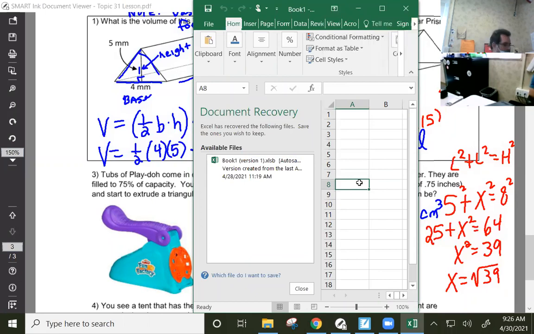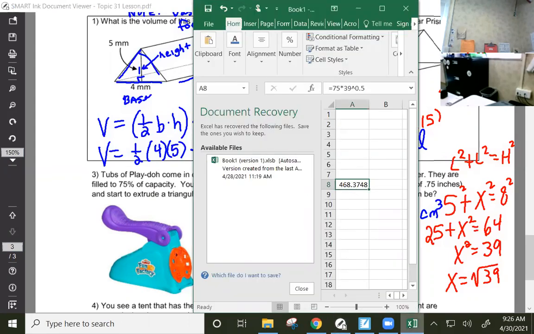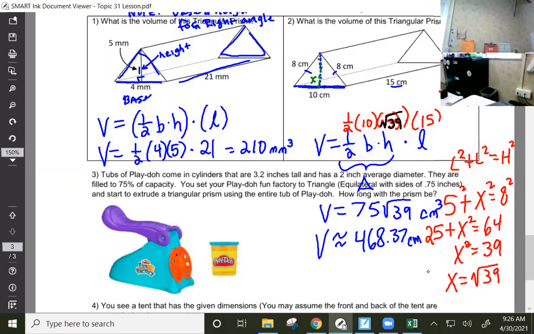All right. So that was 75 times the square root of 39. So square root of 39 is the same as 39 raised to the half power. So 75 times the square root of 39 is 468.37 cubic centimeters. All right. That's cool. That's what we got. Very exciting, right? Very exciting. Okay.